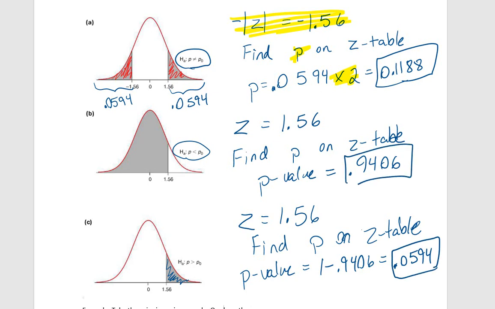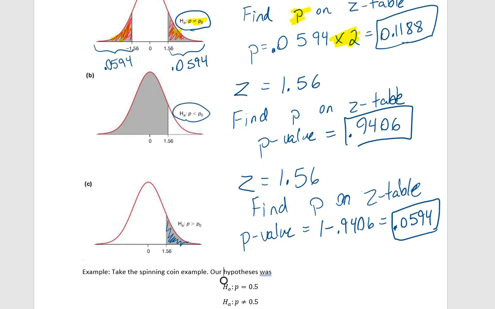All right, so just a summary. If you're finding a two-tailed hypothesis, which means that p is not equal to, then you're going to take the negative z-table score. Remember, if it's negative, leave it negative. If it's positive, make it negative. Find that p-value, and then since you're looking at both tails, you have to multiply that value by 2. On the next one, you find the z-score, find p on the z-table, and then that's going to be your p-value.